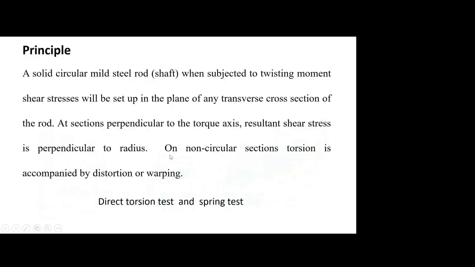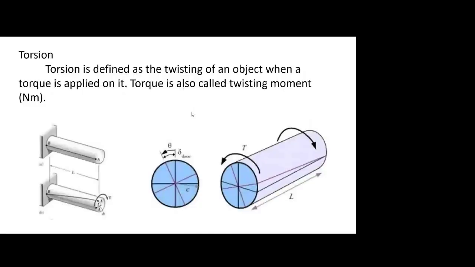Now, the principle says that when a solid circular mild steel rod is subjected to twisting moment, shear stress will be set up in the plane of any transverse cross section of the rod. At sections perpendicular to the torque axis, the resultant shear stress is perpendicular to the radius of the cross section. On non-circular sections, torsion is accompanied by distortion, called warping.